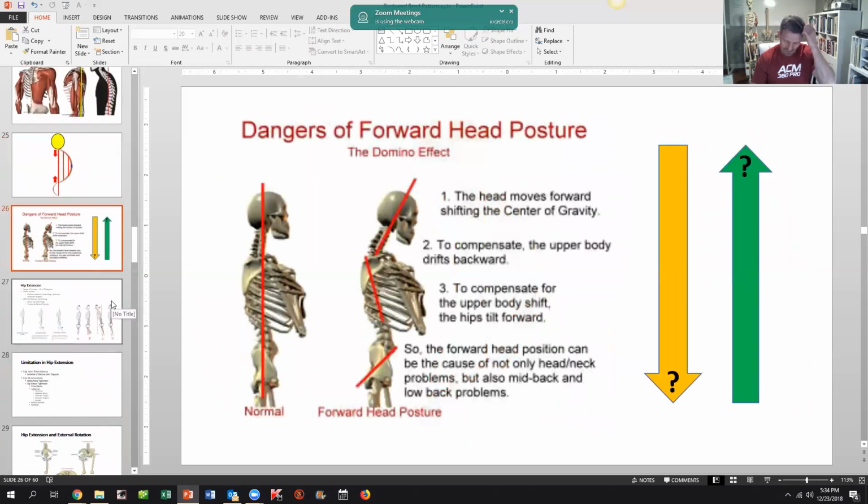One of the things I came across in doing some research was this graph, or this post, and it talks about the dangers of the forward head position. And if you read it, it's called the domino effect. 1, 2, 3, 4, and so forth. The head moves forward, shifting the center of gravity. This is what this author stated. To compensate, the upper body drifts forward because of that. And then to compensate for that, the upper body shifts forward of the hips, and the hips tilt forward. It becomes this forward flexed, rounded, slouched posture with a big arch in the back.